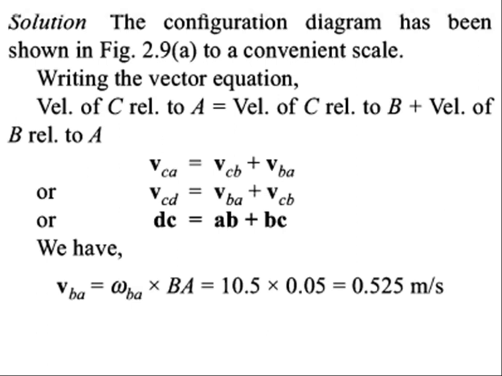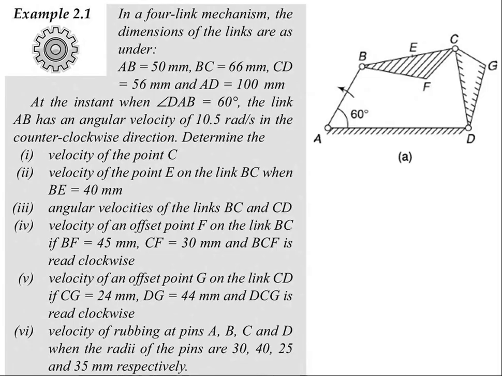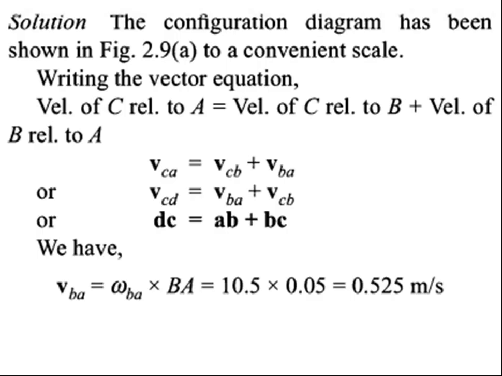So the velocity of C relative to A, VCA, is equal to VCB plus VBA. Okay, and then we know that VCA and VCD are nothing but the same, because A and D are fixed. Either you take point A or point D, both are fixed, and it starts from the same point and ends at the same point. So VCD is equal to, just rearrange this, we put VBA this side and VCB this side, so that VDC is nothing but VAB plus VBC.